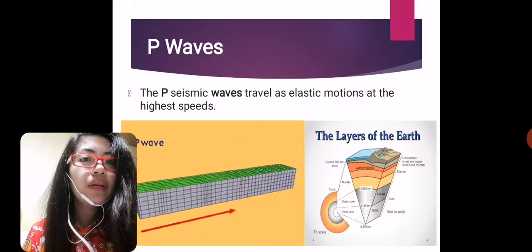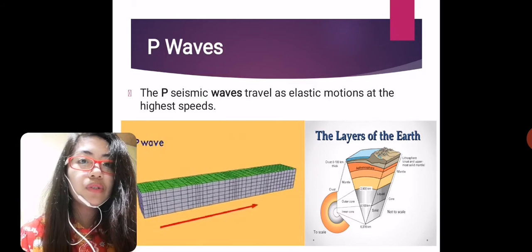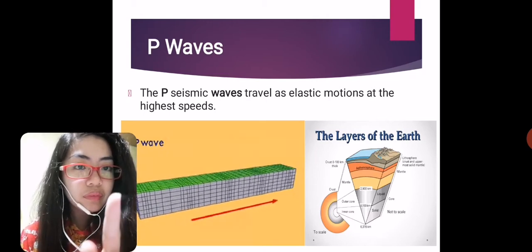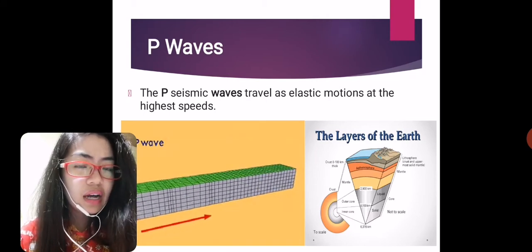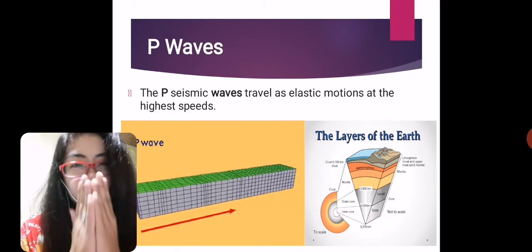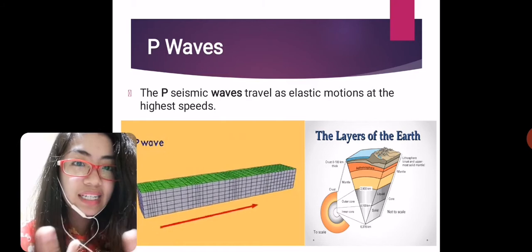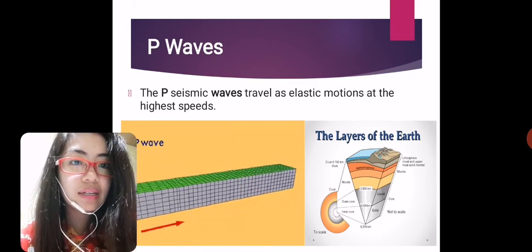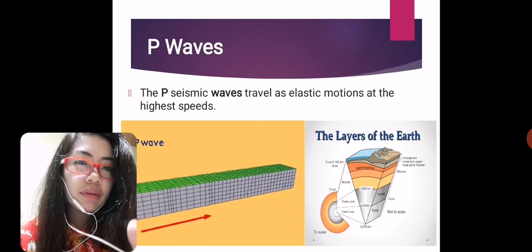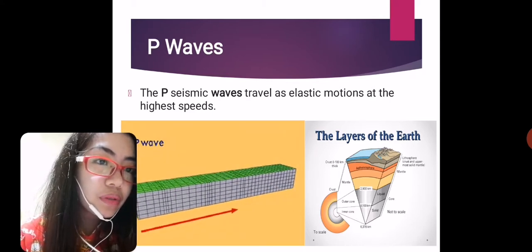Okay, let's proceed with the P wave. So, P seismic waves travel as elastic motions at the higher speeds. Mas mabilis siya compare kay S wave. And then, if you're going to observe this GIF, ang characteristics niya is nagko-compress, nag-expand. So, just like this one. And then, ang direction niya is parallel lang, or para siyang straight line lang.